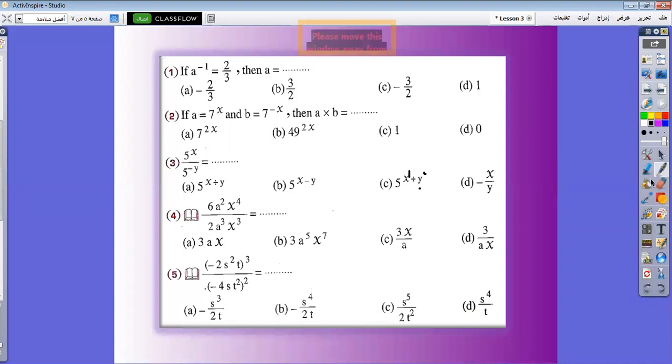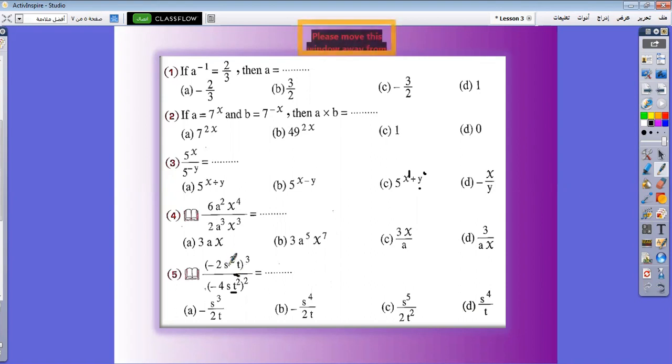Question number 5. You have negative 2 s power 2 c all power 3 over negative 4 s c power 2 all power 3. Okay, first we try to finish the operation. But here you have s power 2 c, and here s c power 2. So you have the same base to start to subtract the powers because you are dividing?